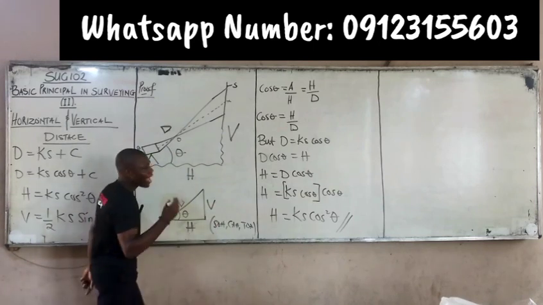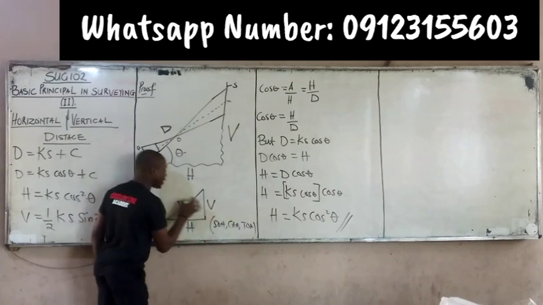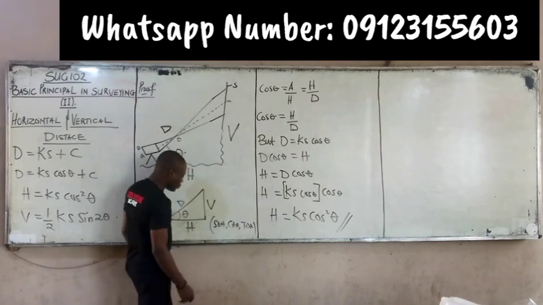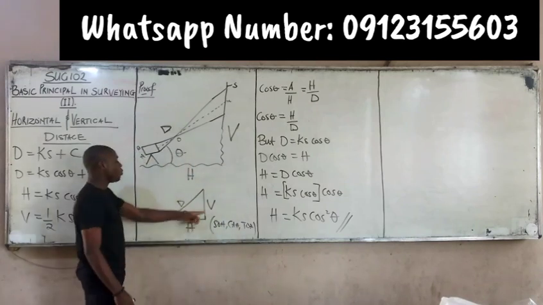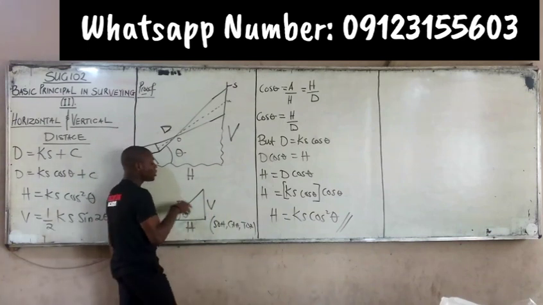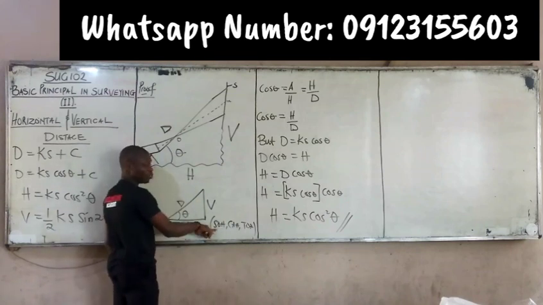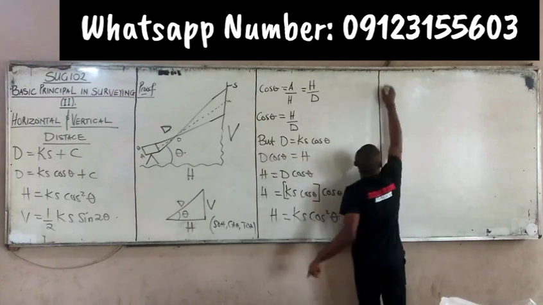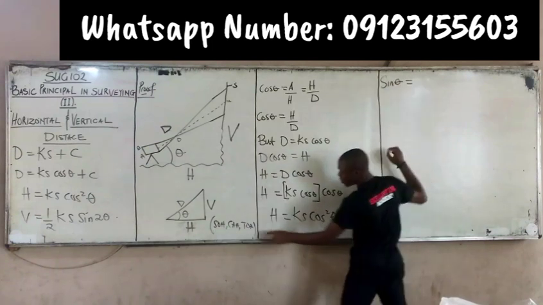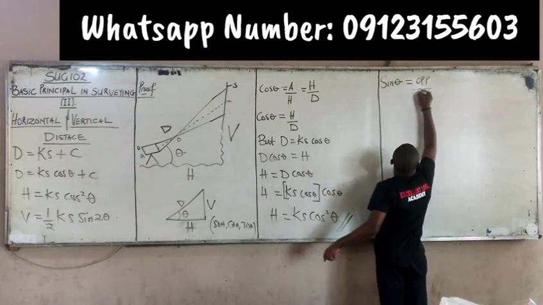Now for V and D in this case. So this is opposite and hypotenuse. Sorry, this is opposite, please. So I know opposite and hypotenuse. Check for opposite and hypotenuse. So I'm using the sine rule. Sine theta is equal to opposite all over hypotenuse.